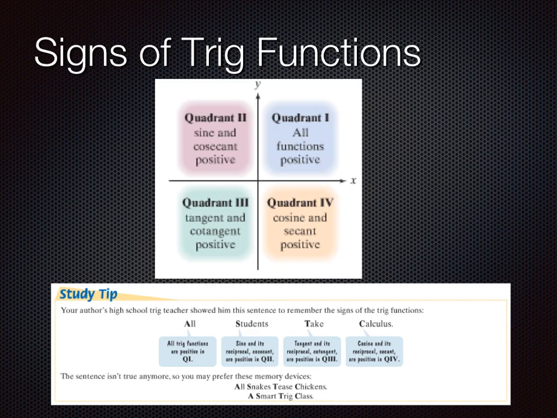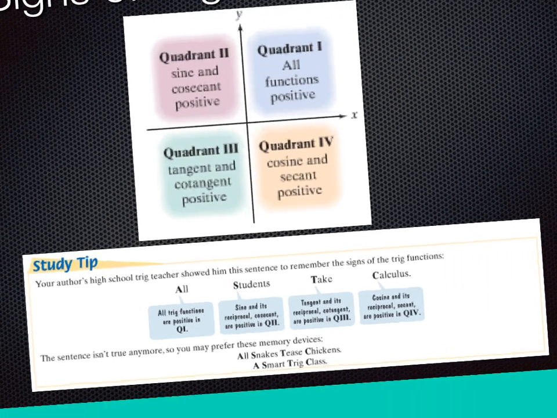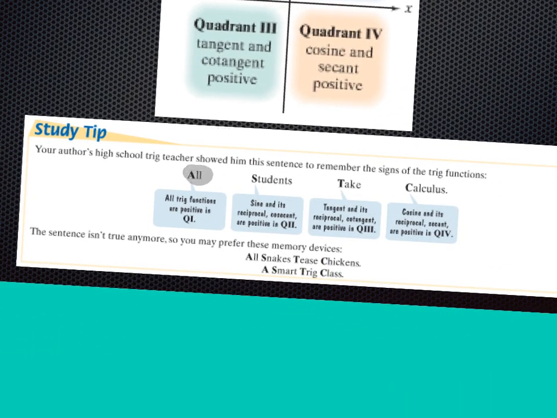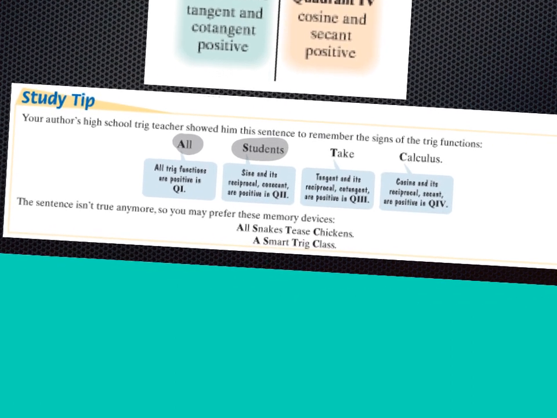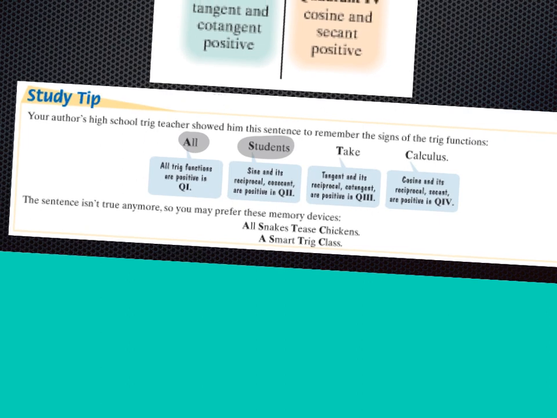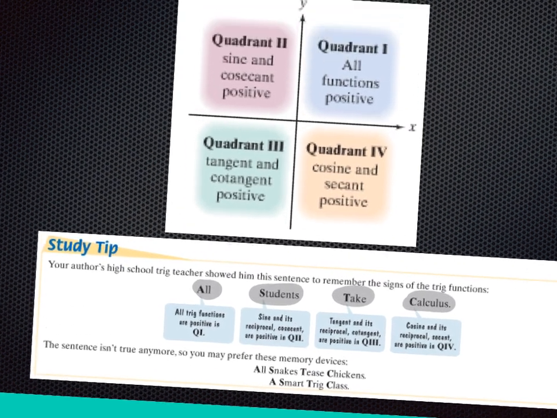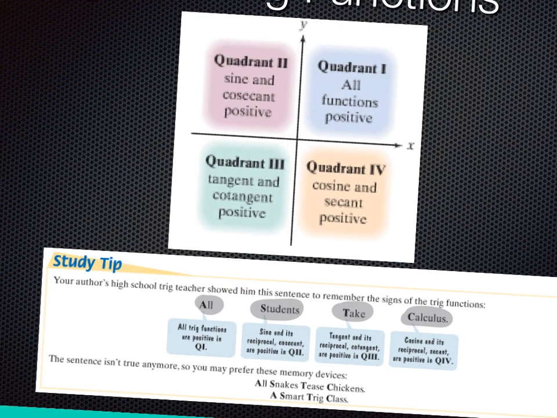So there is an acronym that you can use to help you remember what's positive in each of the quadrants. Your book gives you this: All Students Take Calculus. A stands for all of your functions. S is sine, and if sine is positive, so is its reciprocal function, cosecant. T for tangent and cotangent, and C for cosine and secant. So as you move around your unit circle, you can use that same thing. They also say All Snakes Tease Chickens, a Smart Trig Class.